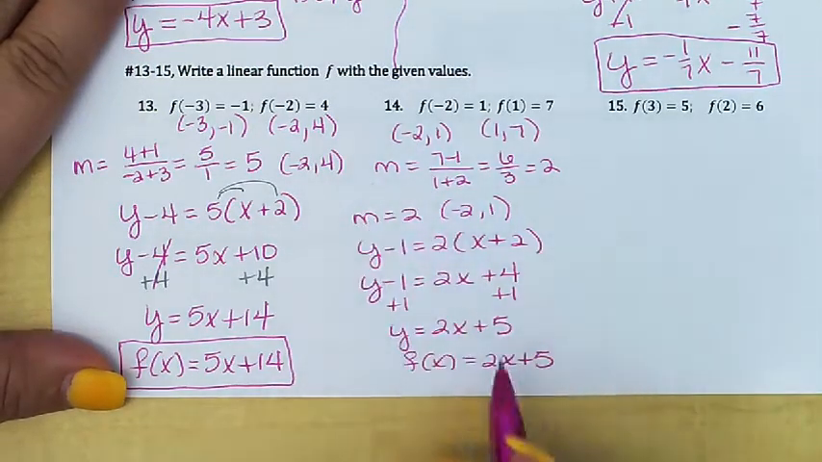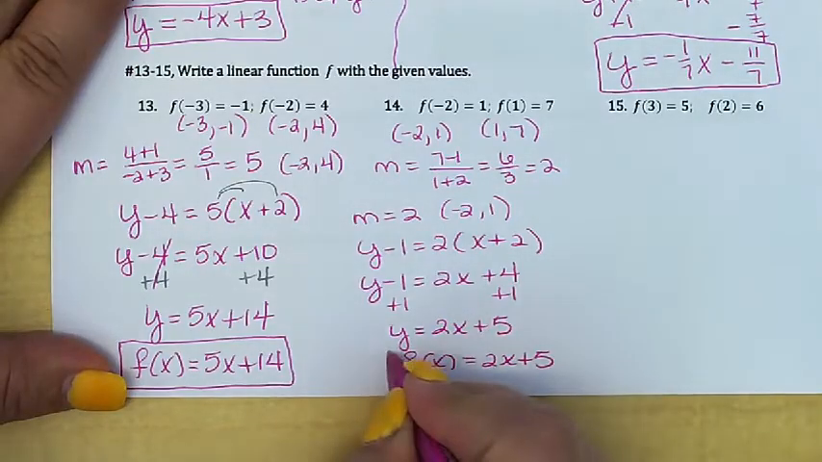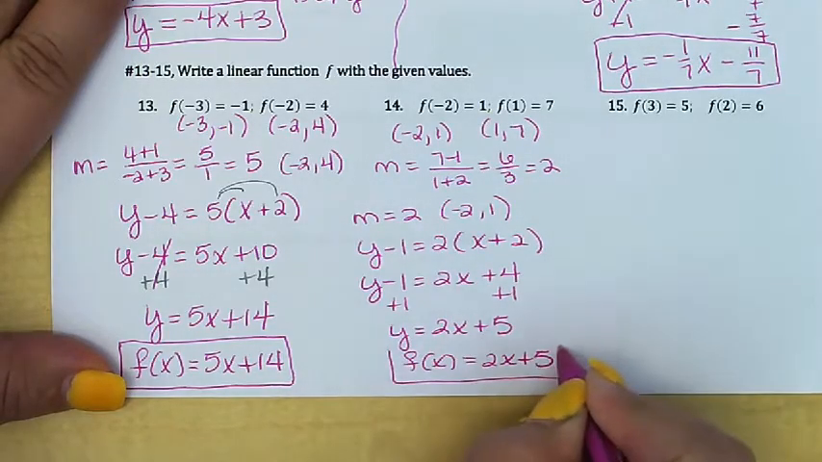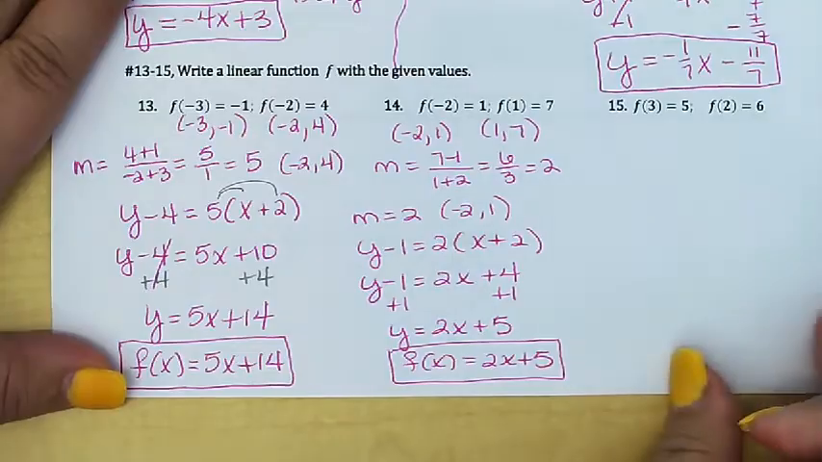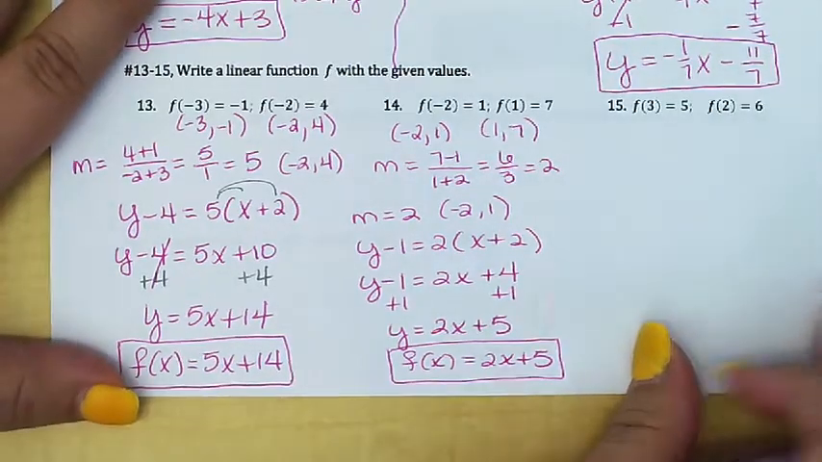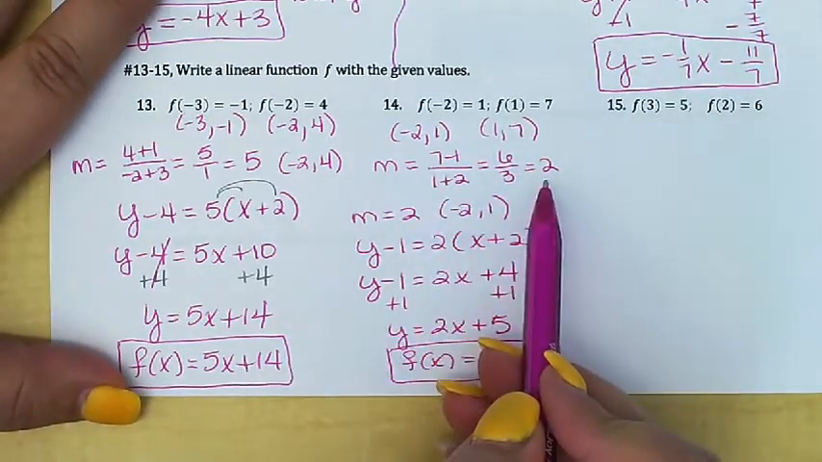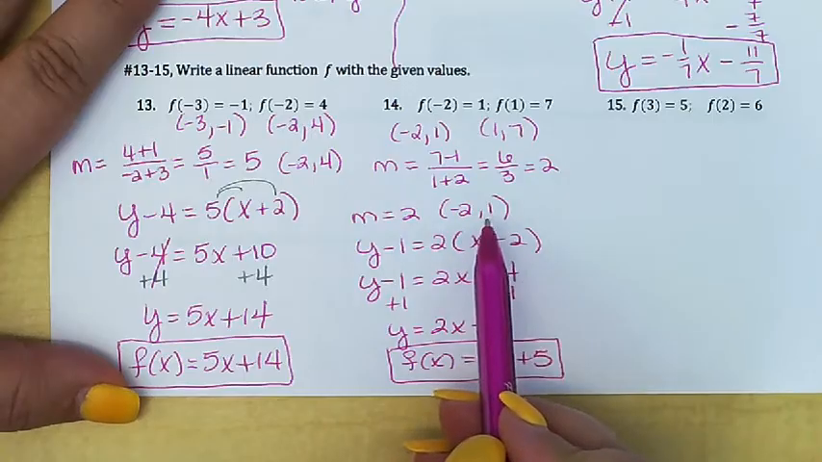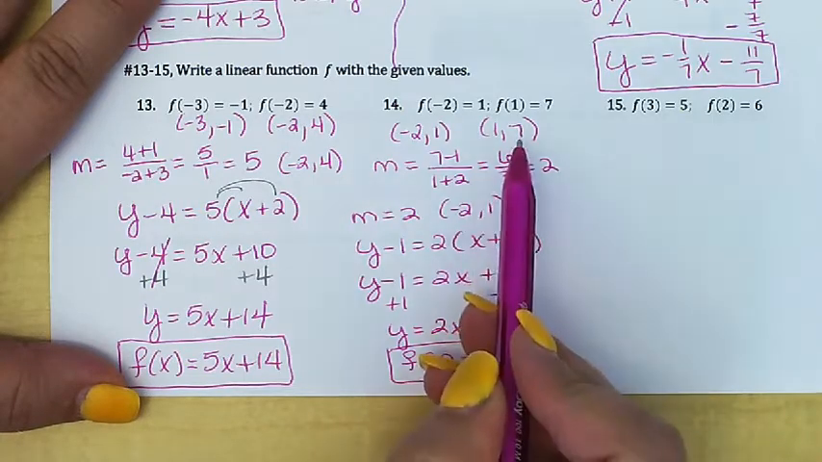Okay, so check number 14. If you got f of x equals 2x plus 5, then you are in great shape for this lesson. The slope should have come out to 2. I used -2, 1. You could have used the other point.